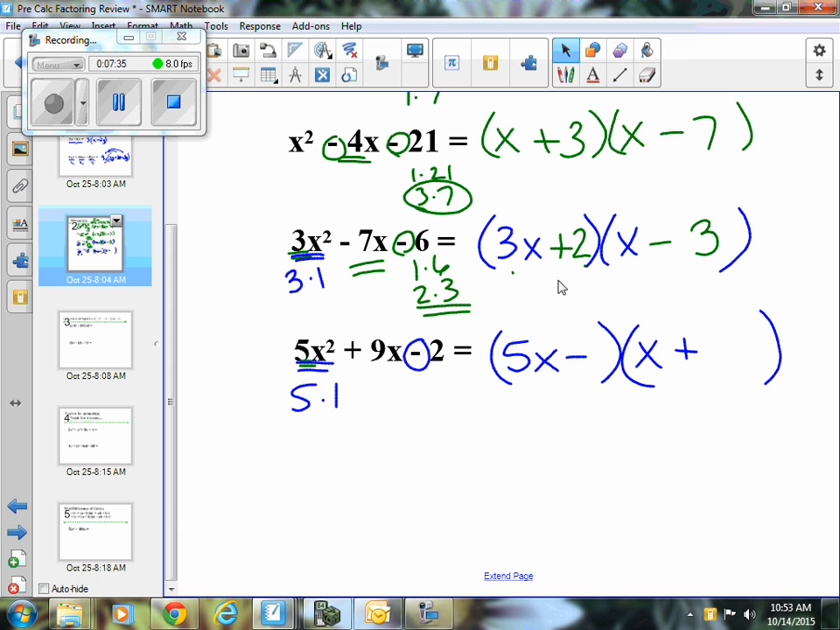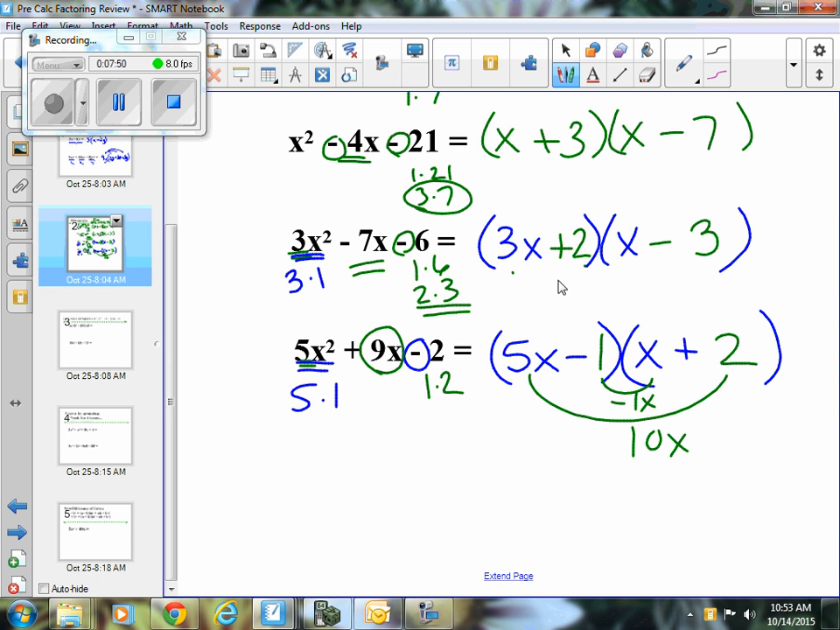This one's not quite as bad either, because to get a 2, you only have one option as well. It's a 2 and a 1. So where should I put the 2? Where should I put the 1? I'm trying to make a 9. I think if I put the 2 here and the 1 there, outsides would give me a 10x, insides would give you a negative 1, and those two add up to 9x. So we get that 9x that we needed in the middle.